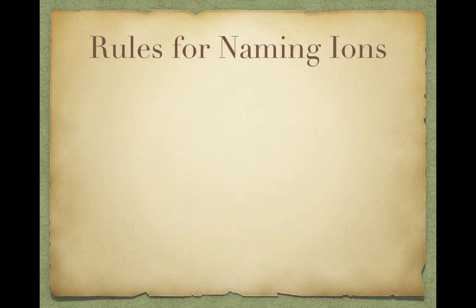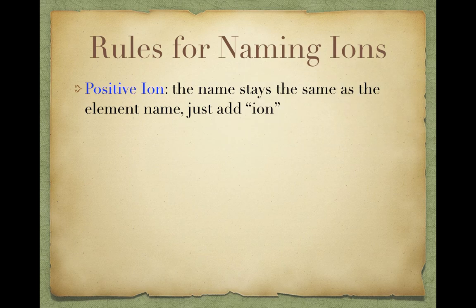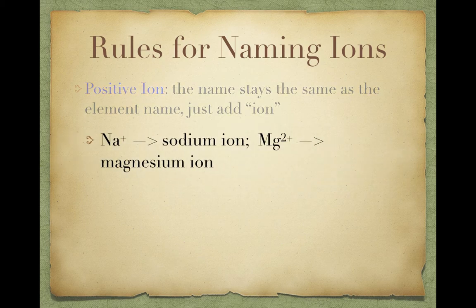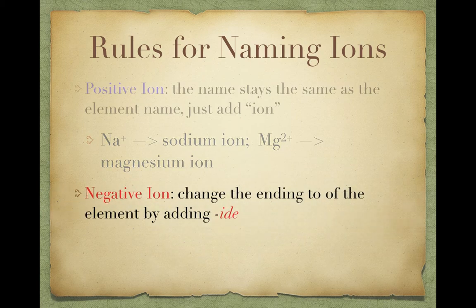So here we go. Rules for naming ions. So positive ions first, they're easy to name. All you have to do is name the element and then add the word ion. Like sodium ion would be just sodium ion. Magnesium 2 plus is just magnesium ion.